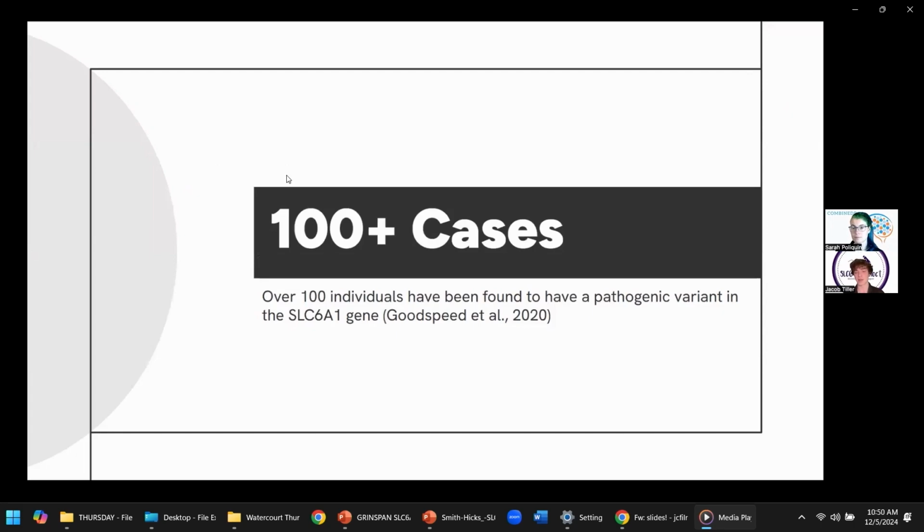A standard of care is vital, as to date, over 100 individuals have been found to have a pathogenic variant in the SLC6A1 gene, according to a 2020 study conducted by Dr. Goodspeed.